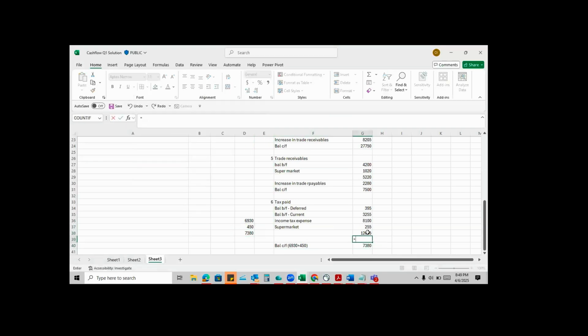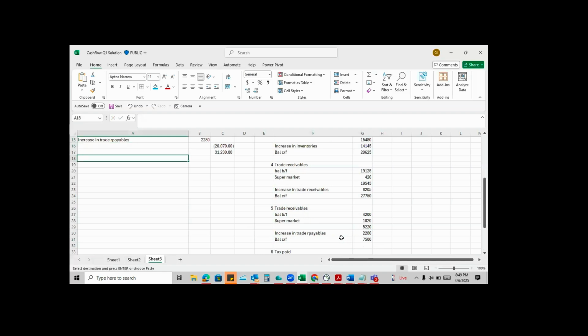7,380. Okay, now the difference we have here is a reduction. So what could have reduced our balance? What should have reduced our balance should have been the tax paid, right? So tax paid is this amount, right? So here I have tax paid. Okay, I can bring my tax paid here. It has to be a minus because it's a payment out.